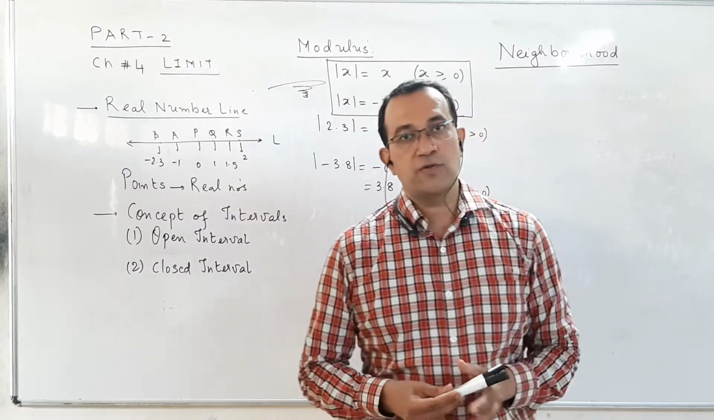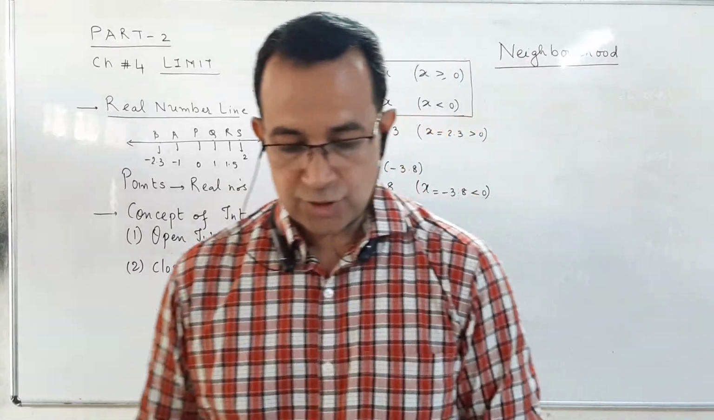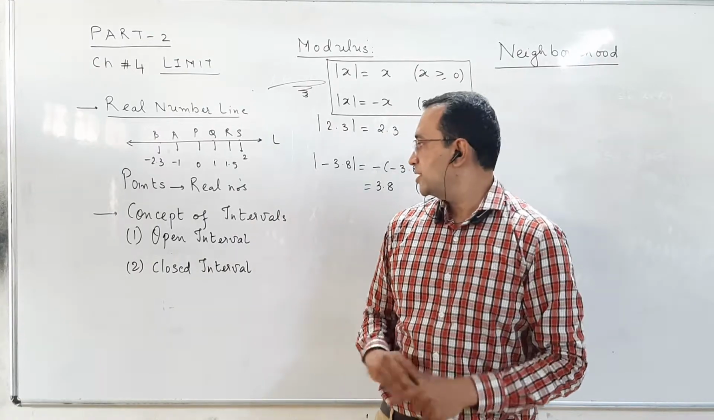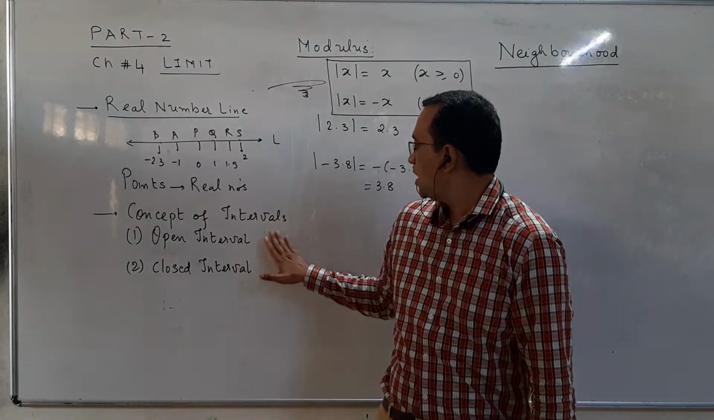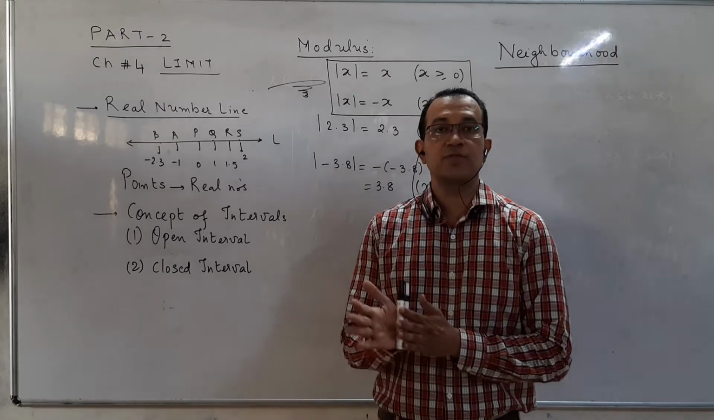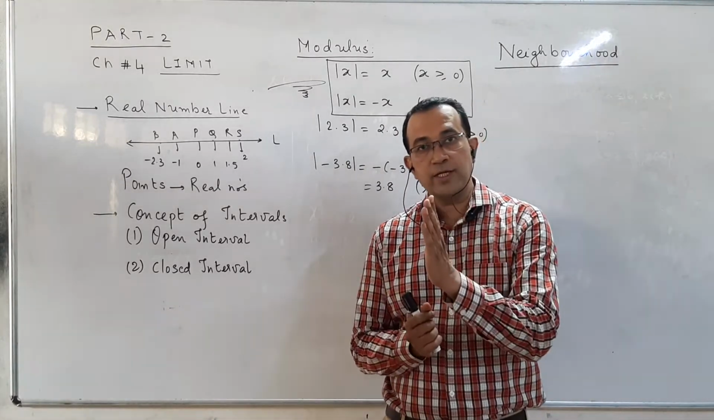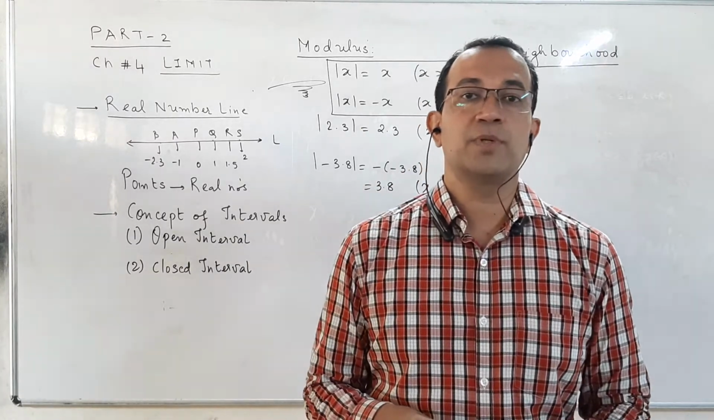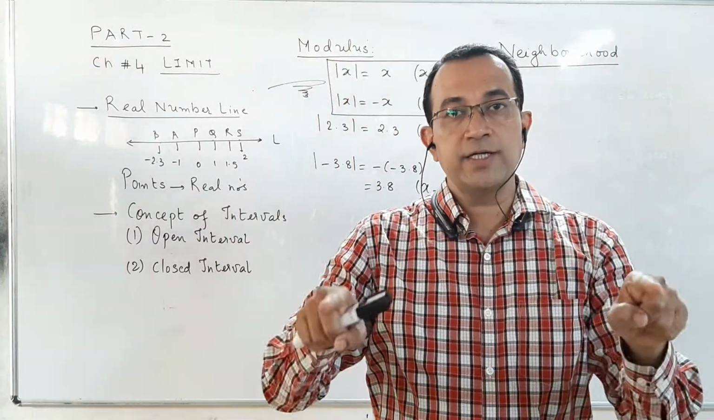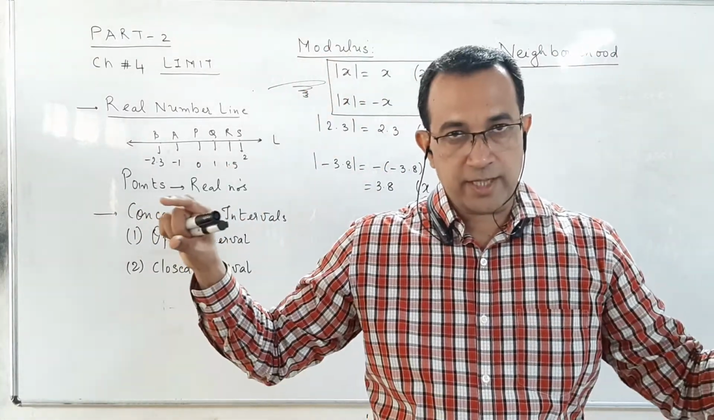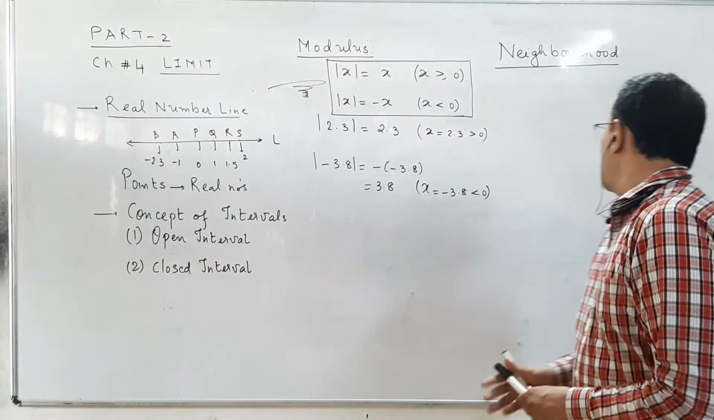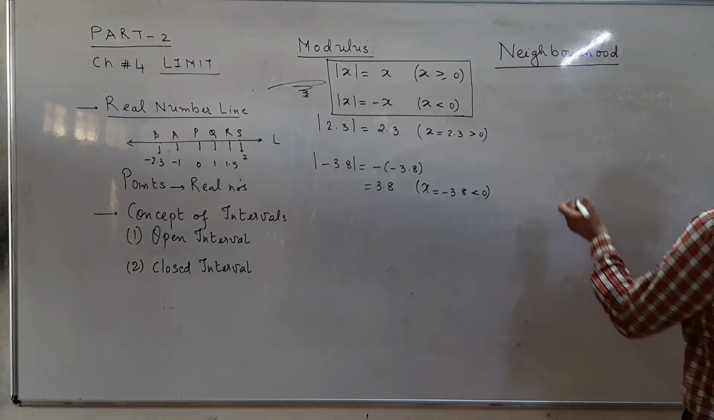Now students, all of you pay attention. Just now we have studied the concept of interval. How many types of interval, students? We have two. One is open interval, other is closed interval. In short form, we remember like this. In open interval, endpoints excluded. In closed interval, endpoints included. Now let me explain with an example.